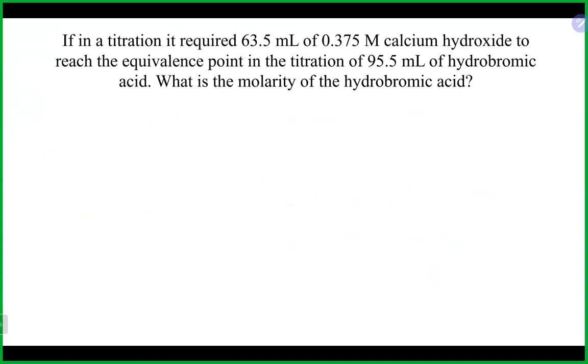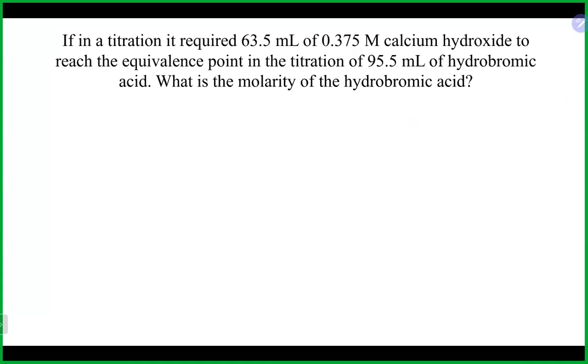All right, so if in a titration it requires 63.5 milliliters of 0.375 calcium hydroxide to reach the equivalence point in a titration of 95.5 milliliters of hydrobromic acid, what is the molarity of the hydrobromic acid? So take a few moments here, work through your 4 steps, and see what you come up with. Okay, so let's take a look, see how you're doing.